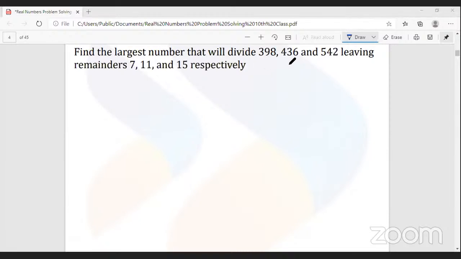Okay, so you want the largest number that will divide. It is asked in the question the largest number that will divide. Divide is factor. Largest is highest. We need to find the highest common factor. But the numbers given are 398, 436 and 542 and they're leaving the remainder 7, 11 and 15. So this is a trick in the question. Anyways, we'll discuss that.